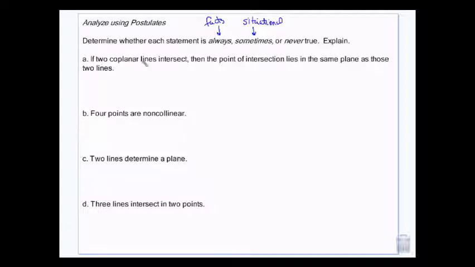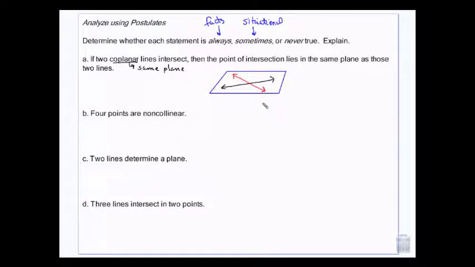So we have, if two coplanar lines intersect, then the point of intersection lies on the same plane as those two lines. Okay, coplanar. That means we're on the same plane. Okay, so if I take a piece of paper to represent my plane. Oops, that wasn't pretty. Okay, here's my plane. And if I draw two lines on it intersecting.